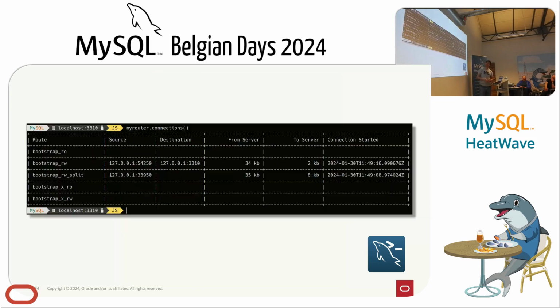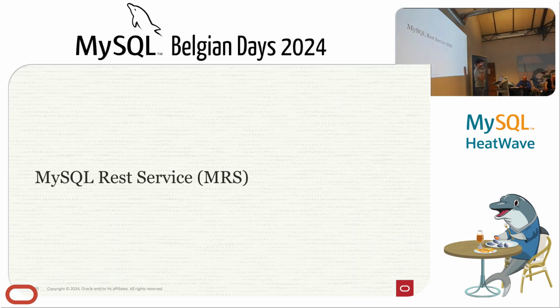This is another one, the connections, showing if there are any active connections. You see the source, destination, connection start, and so on. It's just for demonstration purposes. Okay. Any questions regarding the REST API?